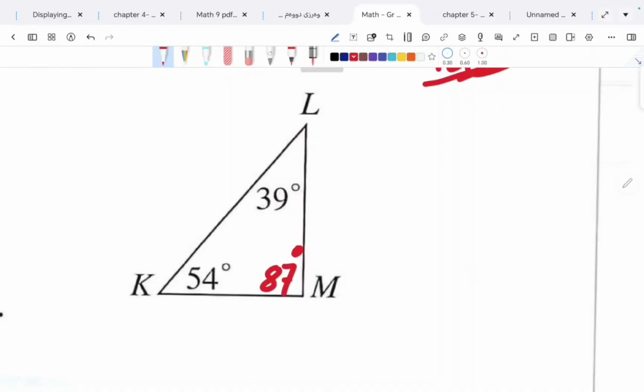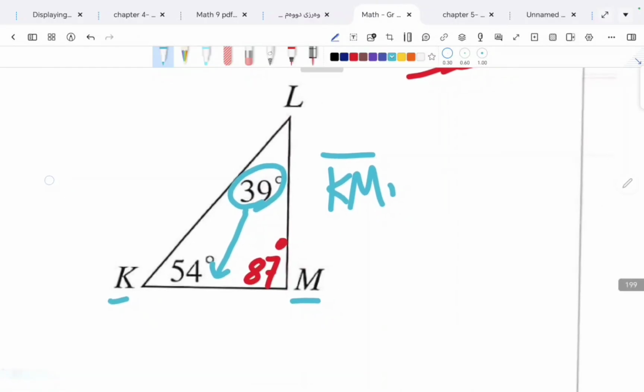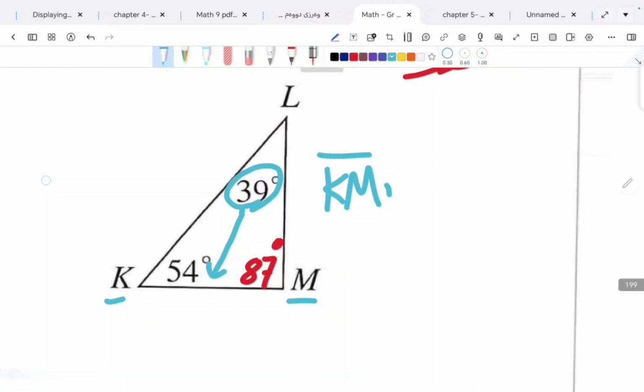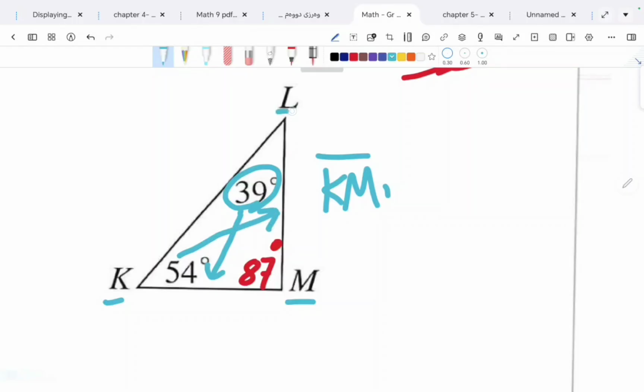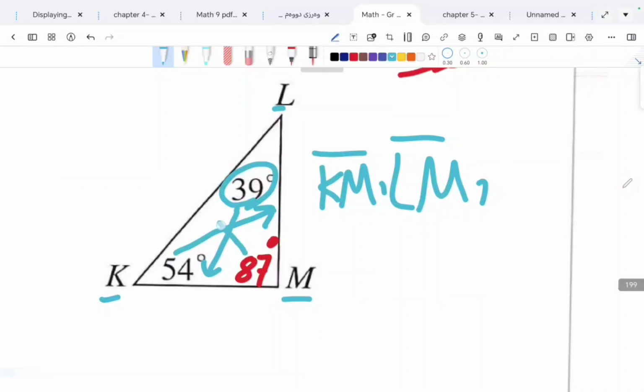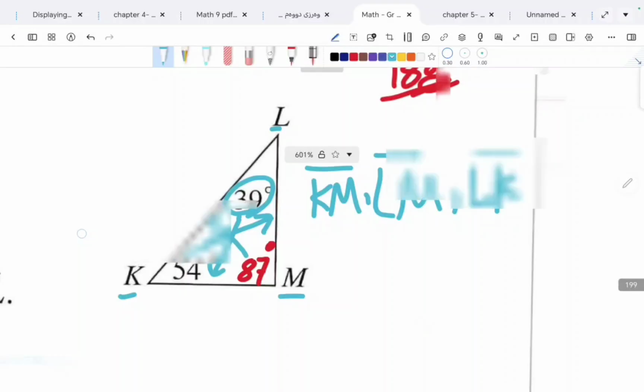Yes, of course, because we have the measure of the angles. The smallest angle is opposite to the smallest side. 39 is the smallest angle, so it's opposite to what? To KM. KM is the smallest side. After 39, I have what? 54, which is opposite to what? To LM. Then the biggest one, it's 87. It's opposite to what? To LK. Okay. That's how I order the lengths if the angles are given.